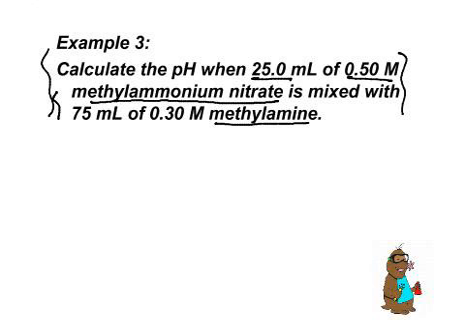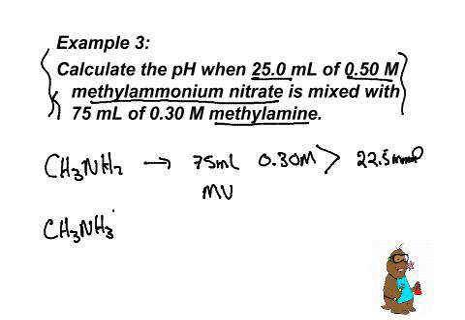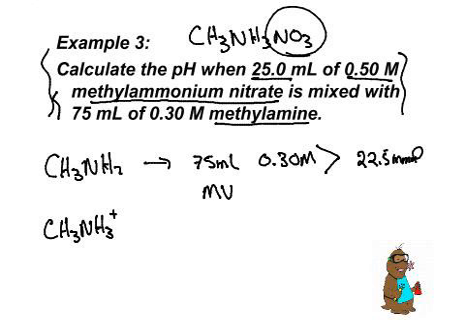You'll find it, and its formula is CH3NH2. What we know about this is that it has 75 milliliters and it's 0.30 molar. So its millimoles are, Mr. Sams, 0.30 times 75, which is 22.5 millimoles. And then the methylammonium is just going to have one more H. That's CH3NH3 positive. Technically it's CH3NH3NO3, but the nitrate breaks off and you're left with this.